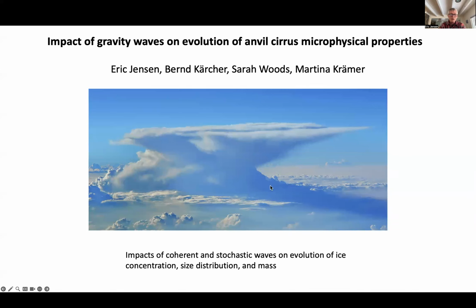So I'm going to look here both at the impacts of coherent monochromatic waves, as well as these ubiquitous stochastic temperature fluctuations, mesoscale temperature fluctuations, on the evolution of ice crystal concentration, size distribution, and mass in these evolving Anvil Cirrus clouds.